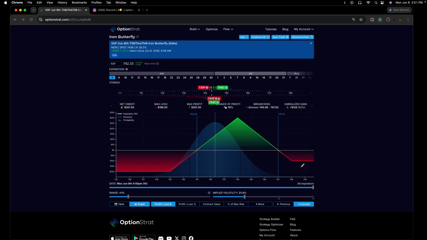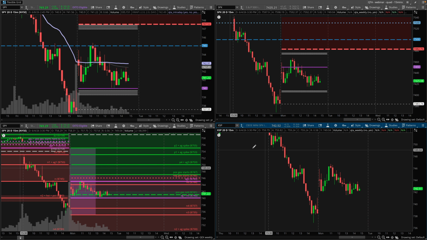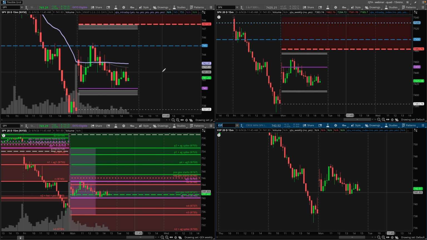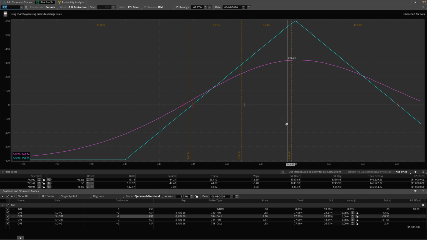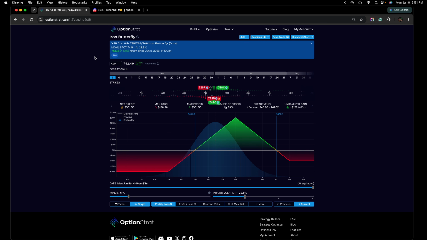Anyway, hope you guys enjoyed this video. I just wanted to showcase to you guys a live example of a 0DTE butterfly with the XSP, what type of positions you can run with it. I like to include gamma exposure, a little bit of analysis here of what's going on with the markets, and you guys can see a live risk profile here as well as on OptionStrat.